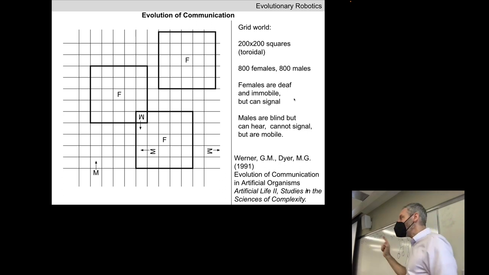They can see, however. Males cannot see. They're blind. They can hear. They cannot signal. They cannot send out any sound. And they're mobile. Seems already pretty odd. First of all, we have male and female agents. And then we're giving them different non-overlapping sensor motor abilities. Seems kind of odd. Where do you think these particular sensor motor choices are coming from?